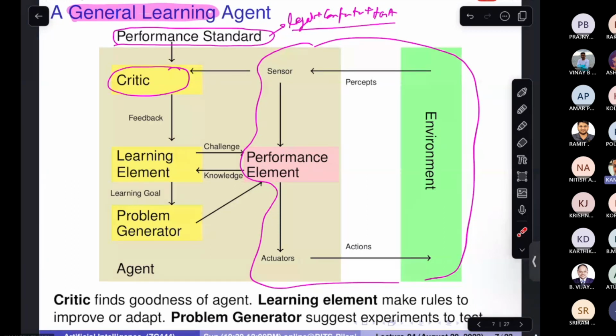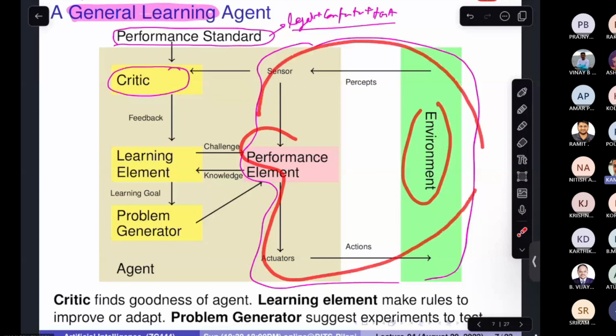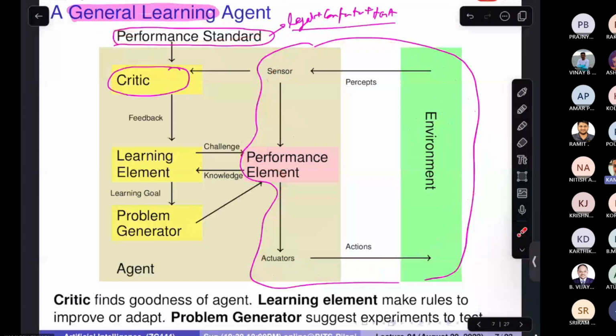Any more questions? So we have understood this till now: there is an environment and there is an agent working in it, based on the requirement of what I want to maximize in terms of performance. There is a critic that evaluates what action is taken by the agent and provides feedback. Then there is a learning element.